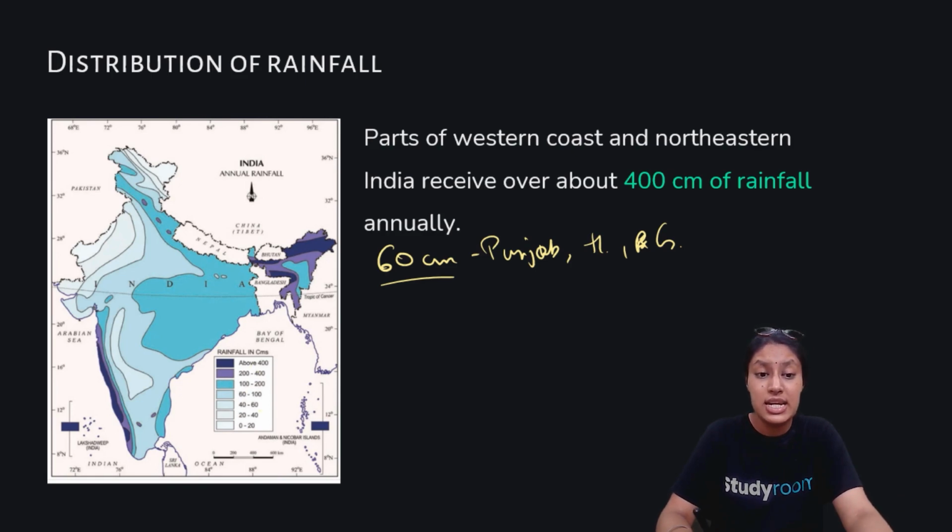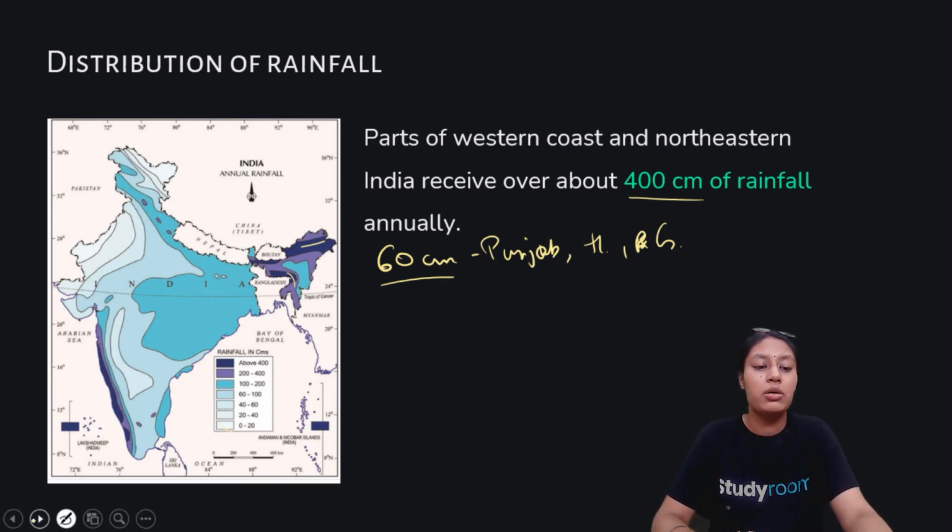As you can see in the map as well, it's in centimeters, and the areas which are dark purple, for example Meghalaya, receive very heavy rainfall, which is 400 centimeters. The areas which receive very little rainfall, around 20 centimeters, are mostly in the Deccan Plateau.